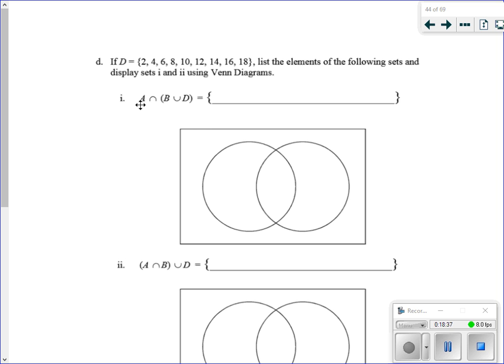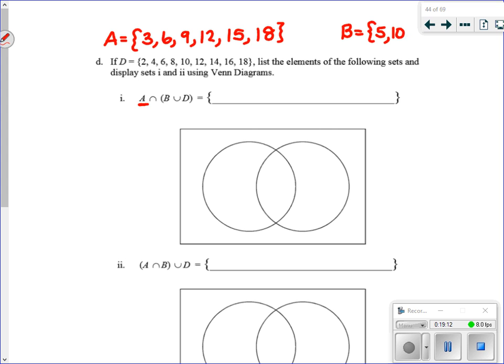Okay, so going back to the previous page, when it says A here, this is talking about the A from the example on the previous page. So instead of flipping back and forth and trying to see what it is, let's just write what the elements in the set of A were. So A was the elements that were divisible by 3. So 3, 6, 9, 12, 15, 18. Okay. On set B, that was the elements that were divisible by 5. 5, 10, and 15.